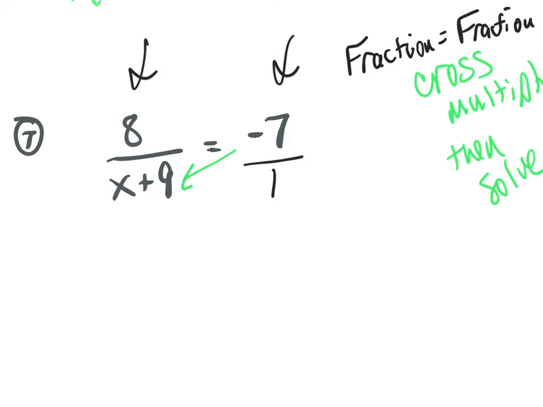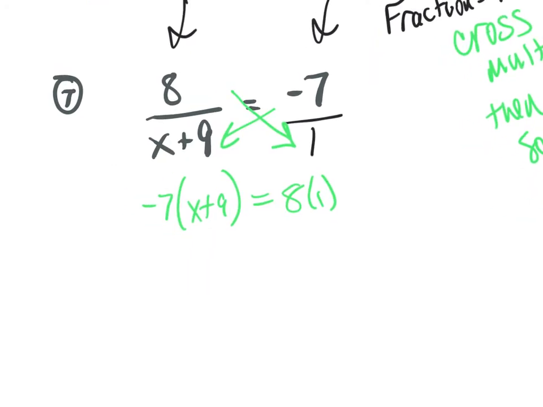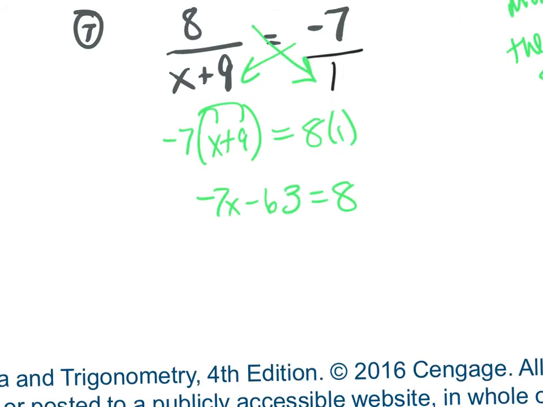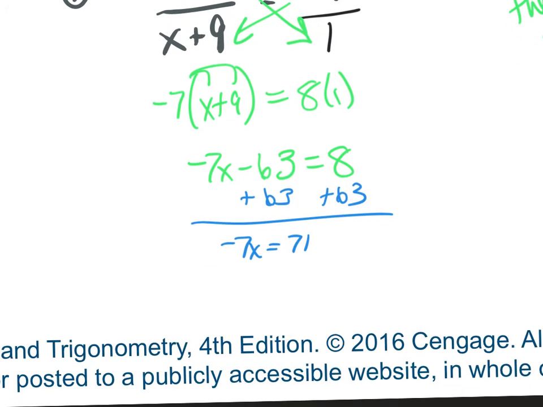So I'm going to cross multiply here. I get negative 7 times x plus 9. Cross multiply here and I get 8 times 1. So distribute. Negative 7x minus 63 equals 8. How do I solve this? Plus 63 on both sides. Good. So negative 7x equals positive 71. Divide both sides by negative 7, and you get x equals 71 over 7.